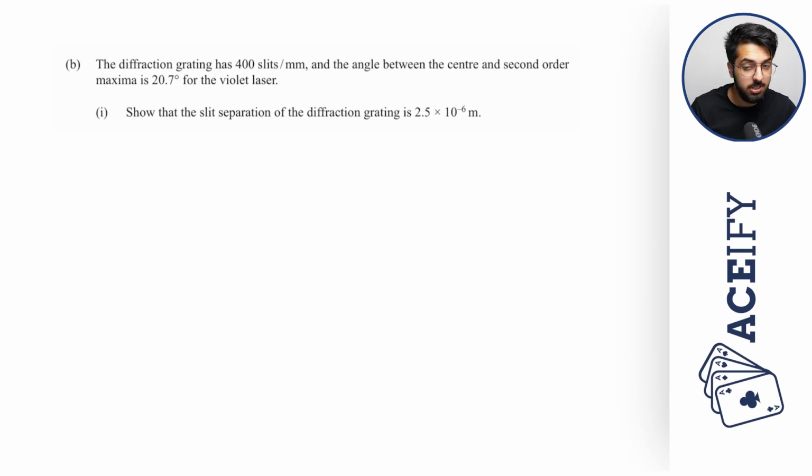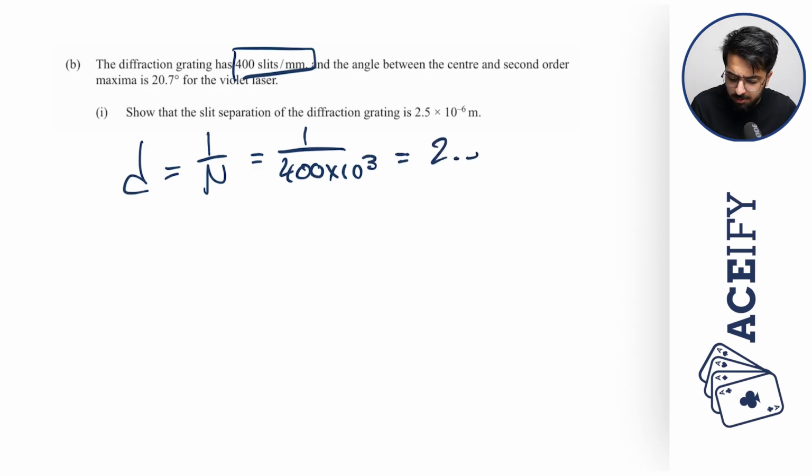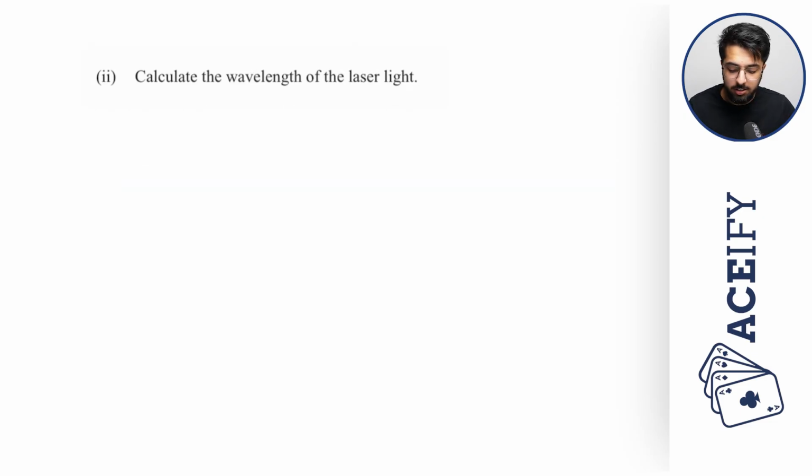Alright, so the slit separation is our d value, and we know that's equal to 1 over n, where our n is 400 slits per millimeter. And so we can simply plug that in, and that's equal to 1 over 400 times 10 to the 3. The reason why we put it to times 10 to the 3 is to convert it from millimeters to meters, alright? And that's equal to 2.5 times 10 to the negative 6 meters. There we go.